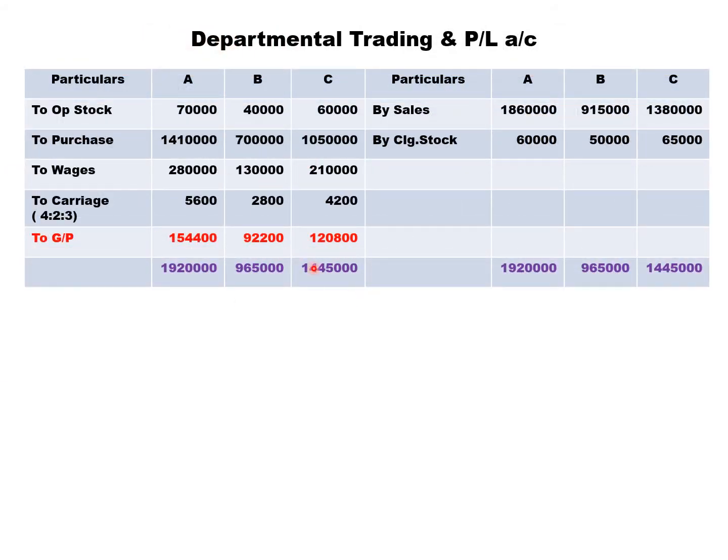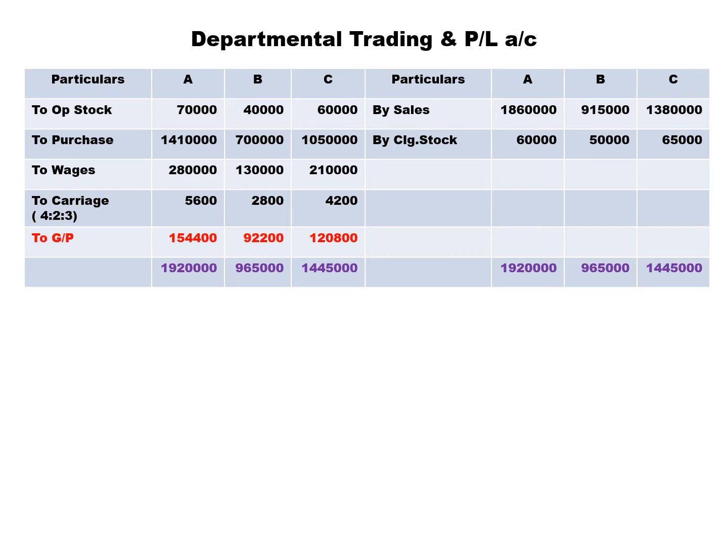So this is the trading account, students. Opening stock, they have given you separately. Purchases, they have given you separately. Wages, they have given you separately. Carriage, you need to distribute in 4:2:3, so carriage 12,600 into 4:2:3. Sales separately given, closing stock separately given. You get a gross profit of 1,54,400, 92,200, and 1,20,800. So this is called the trading account.